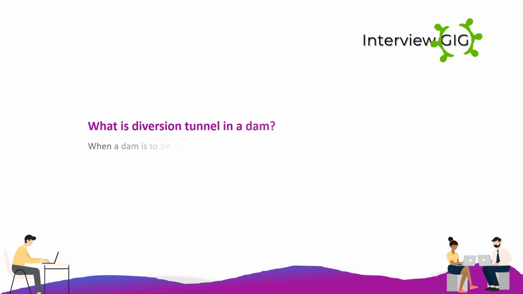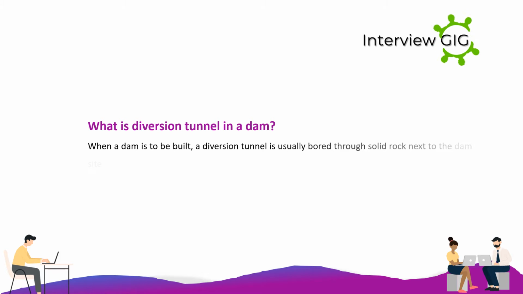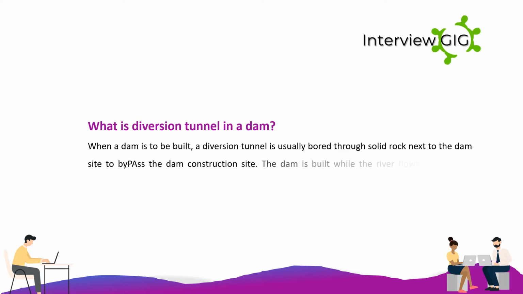What is a diversion tunnel in a dam? When a dam is to be built, a diversion tunnel is usually bored through solid rock next to the dam site to bypass the dam construction site. The dam is built while the river flows through the diversion tunnel.